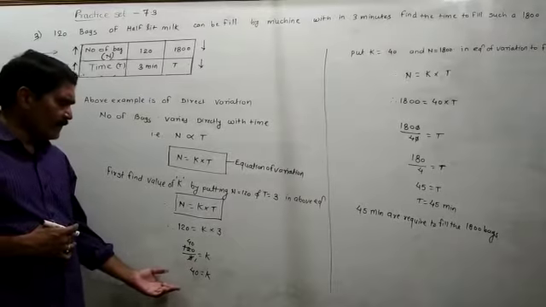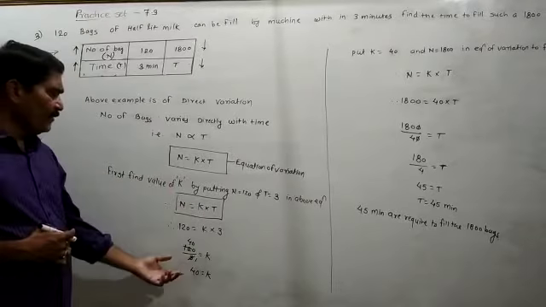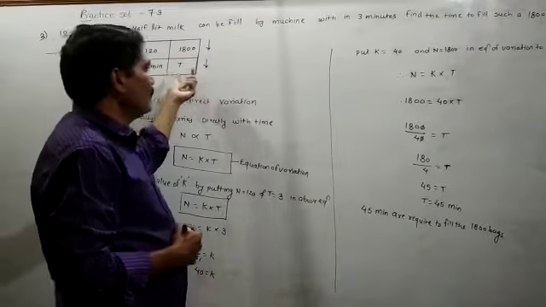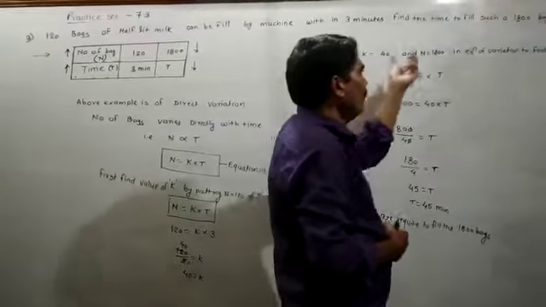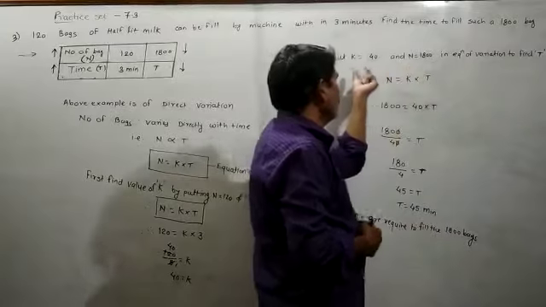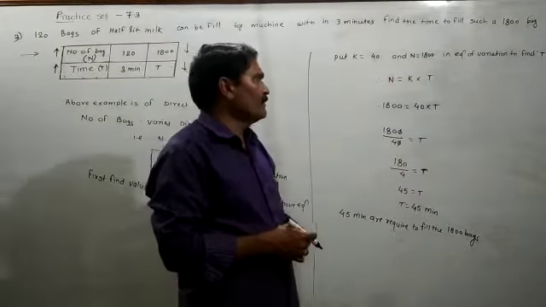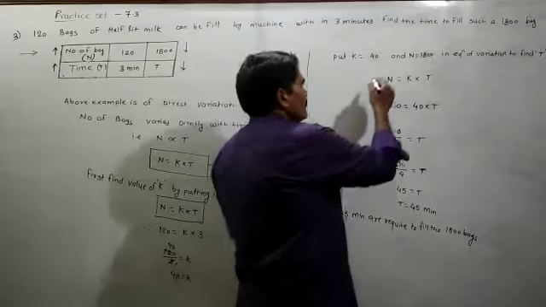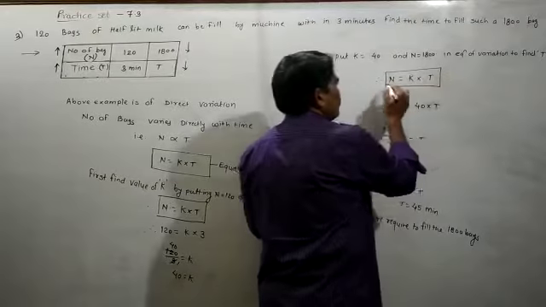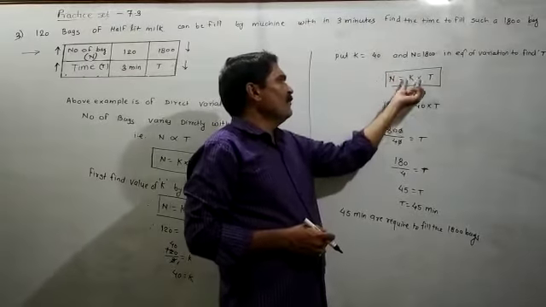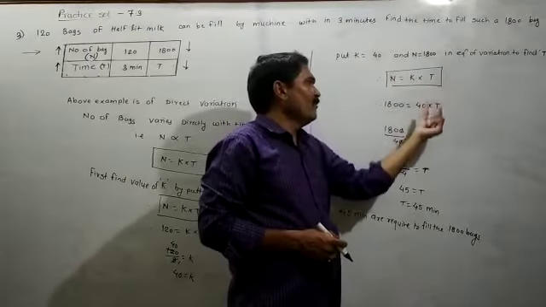Once you get the value of K, you have to put the value of K as 40 and the value of N as 1800, and find out the value of T by putting K is equal to 40 and N is equal to 1800 in the equation of variation. So this is the equation of variation, N is equal to K into T. The value of N is 1800, the value of K is 40. You have to find out the value of T.